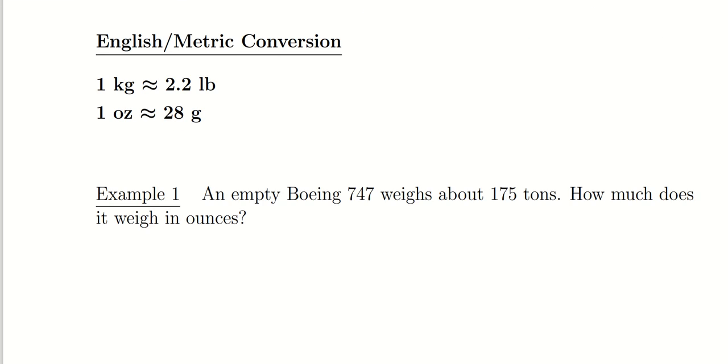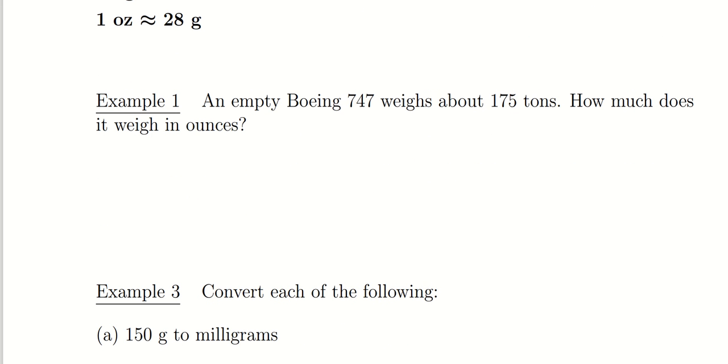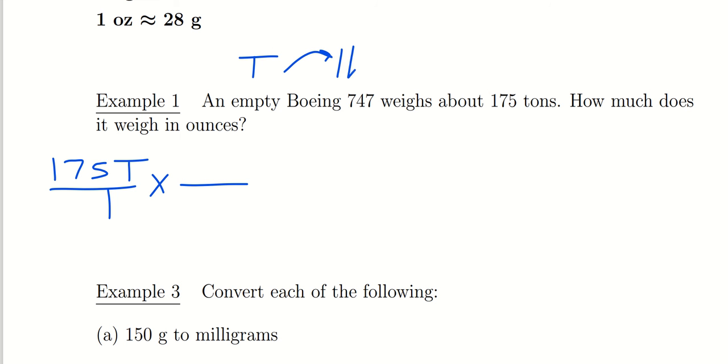In example 1, we know that a Boeing 747 weighs about 175 tons. How much does it weigh in ounces? Okay, so let's do this. 175 tons, this is English tons, so that's capital T, and we want to go to ounces. Well, there is no direct relationship between tons and ounces, but we do know a relationship between tons and pounds, and then between pounds and ounces. So we're going to do a double bridge here.